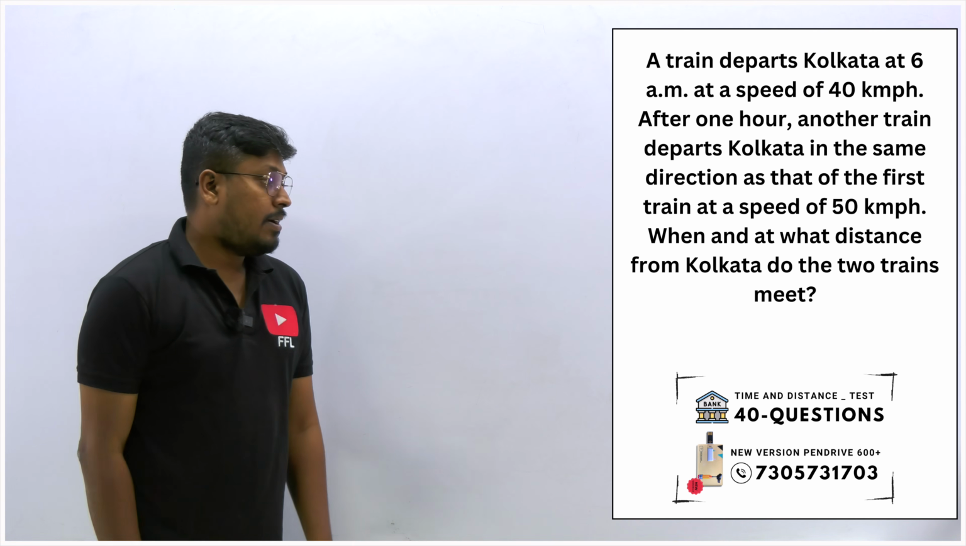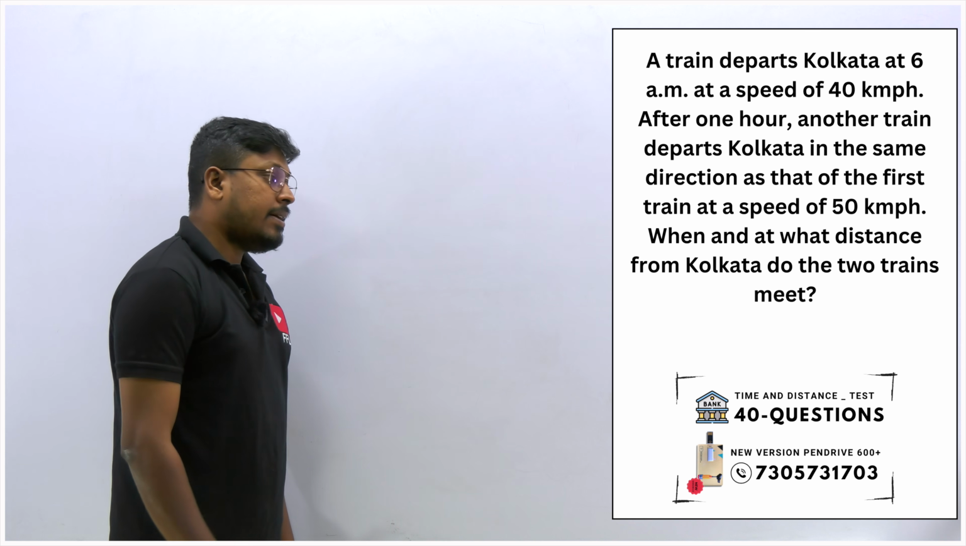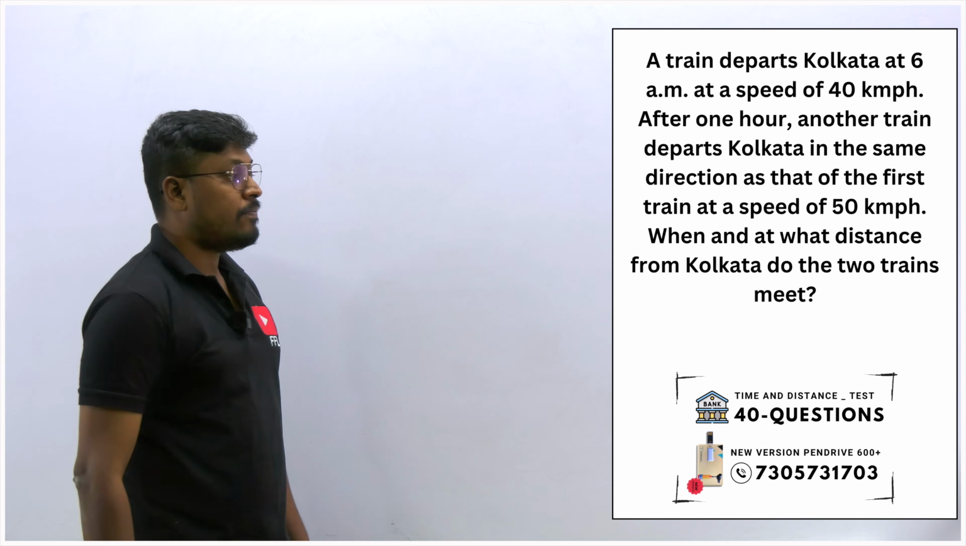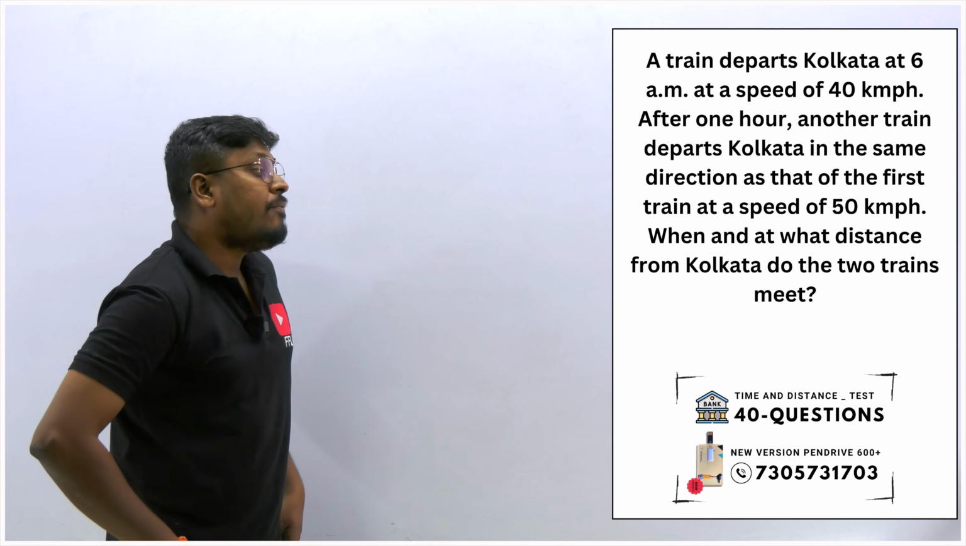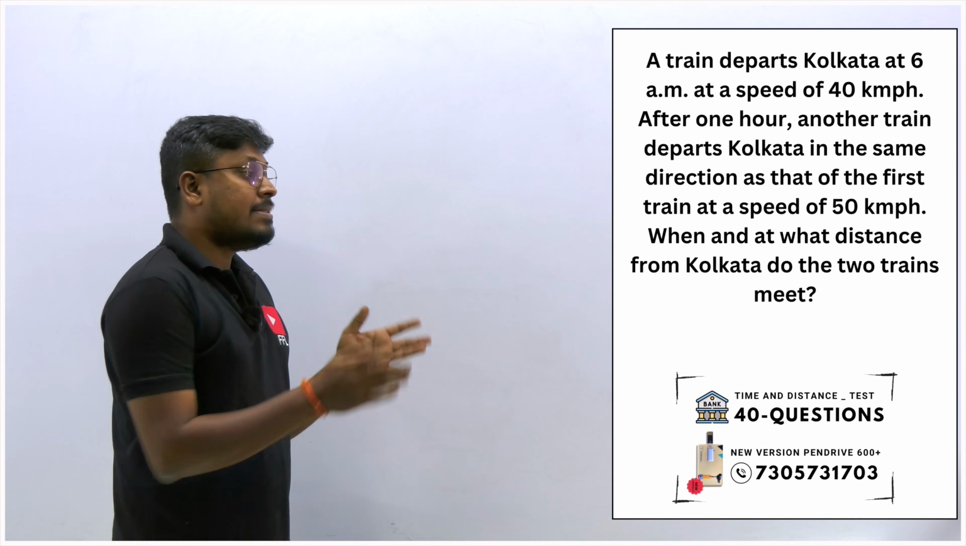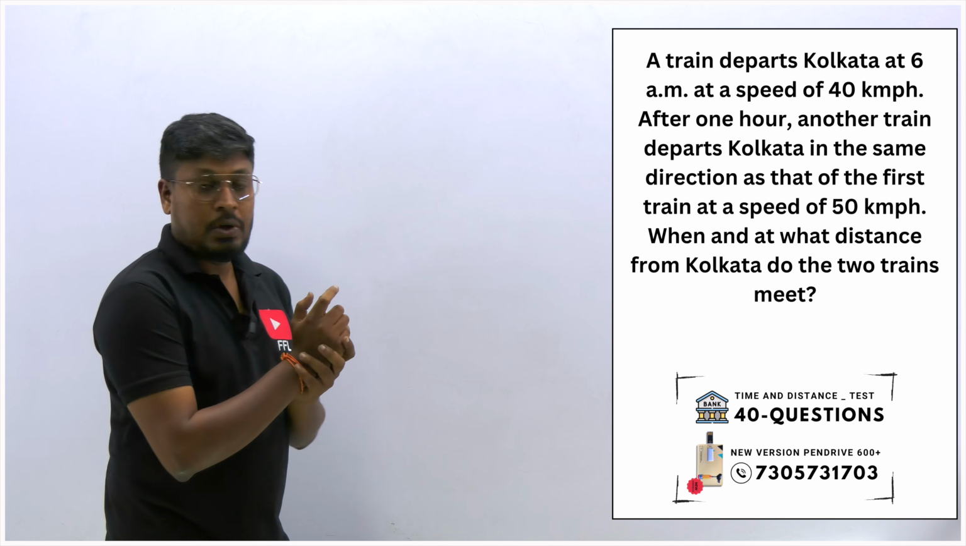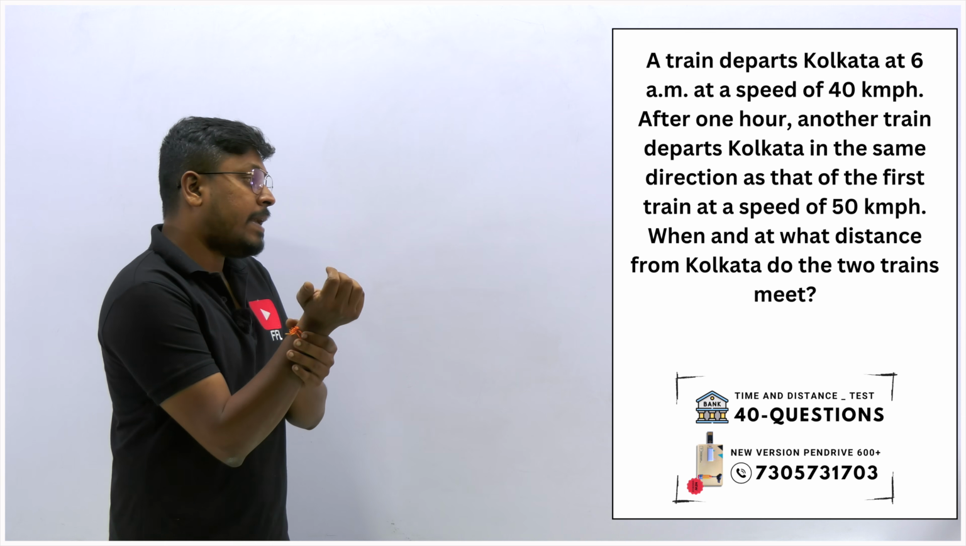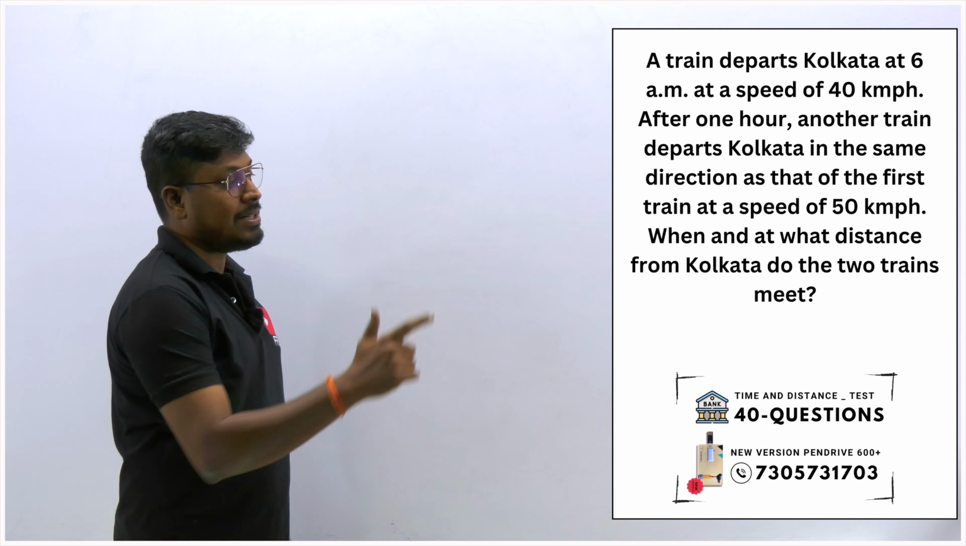Next question. A train departs Kolkata at 6 a.m. at a speed of 40 km per hour. After 1 hour, another train departs from Kolkata in the same direction as that of the first train at a speed of 50 km per hour. When and at what distance from Kolkata do the trains meet?